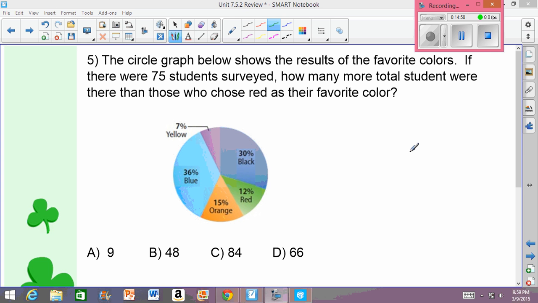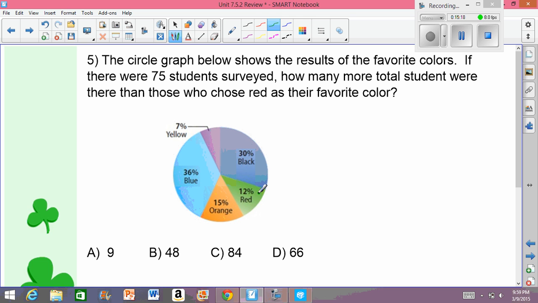All right, moving on to number 5. It says the circle graph below shows the results of favorite colors. If there were 75 students surveyed, how many more total students were there than those who chose red as their favorite color? So this problem requires a little bit more work on our part. So we are comparing the total number of students to those who chose red.